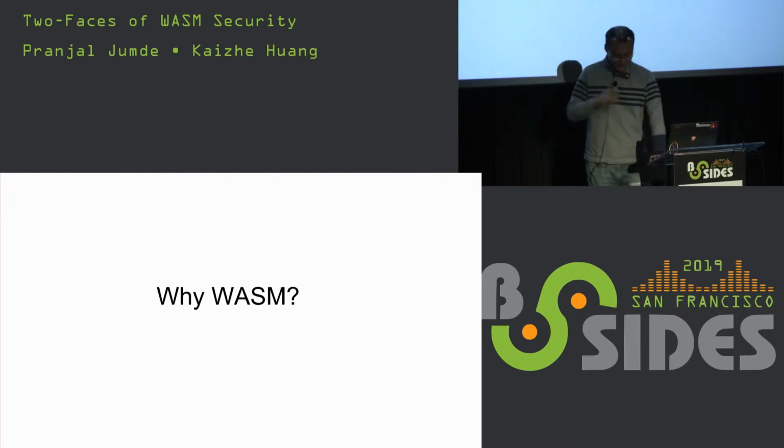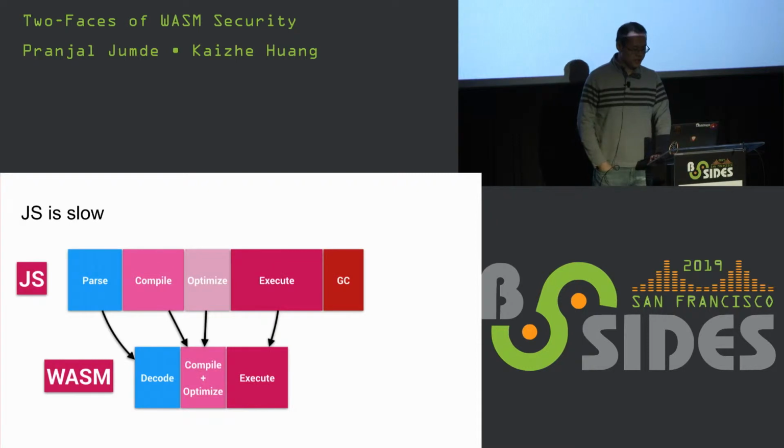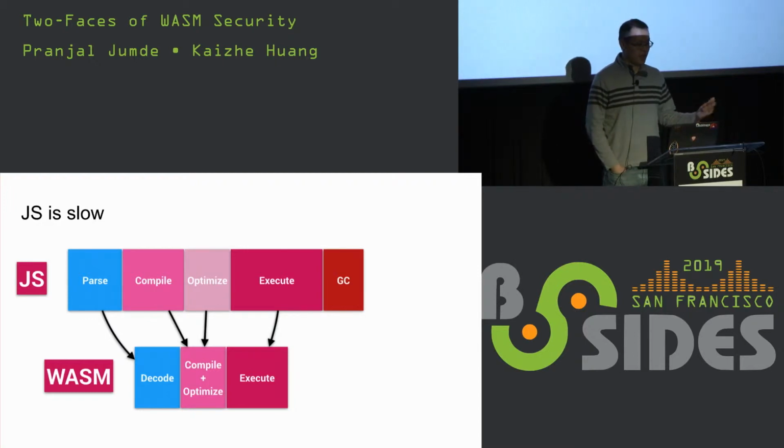So why do we encourage people to use WASM and what's the benefit of using it? Here is a quick comparison example between JavaScript and WASM. We can tell that JavaScript has to go through all these stages of parsing, compile, optimization, execute, etc. And then WASM just decodes, compiles, optimizes together and executes. So in short, JavaScript is slower, and WASM performs much better.